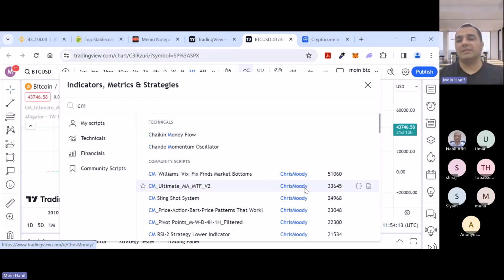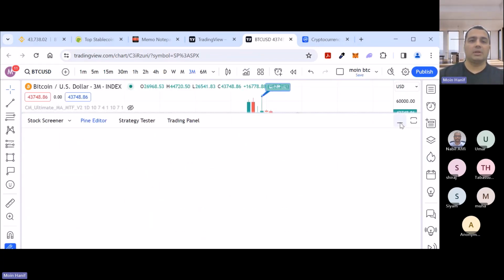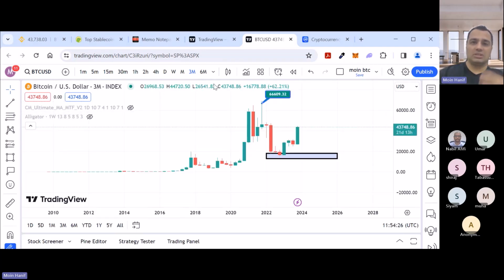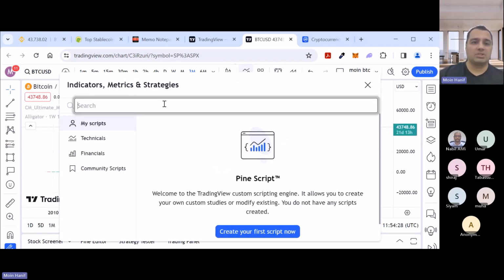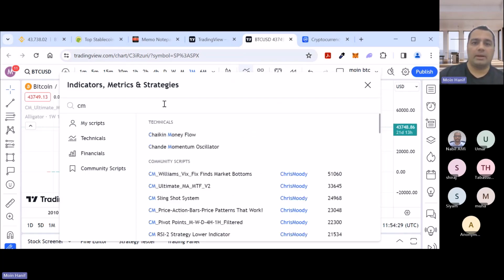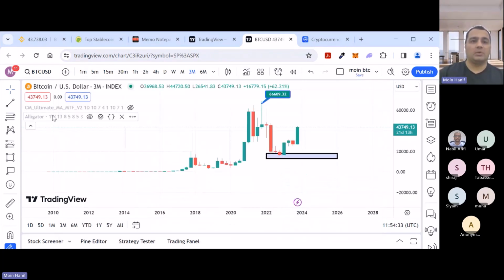So this indicator is created by different people. This is called the Pine editor, where you can actually code your own indicator, right? As well, here you can see the Pine indicator. You can create your own indicator if you want. But anyways, let's use these indicators designed by the experts. So CM, here you see this one. I've already got this one here, you can see.